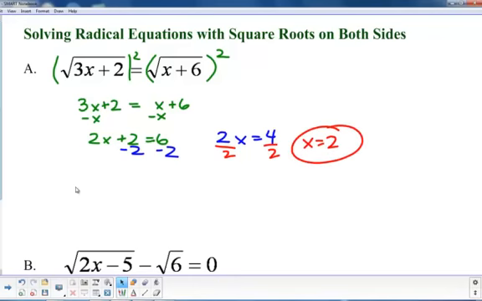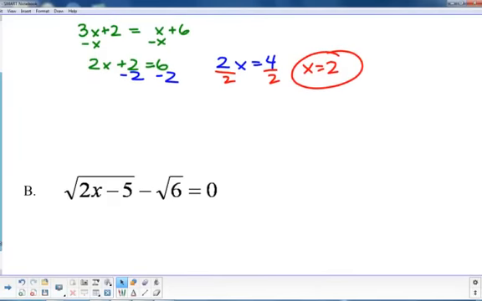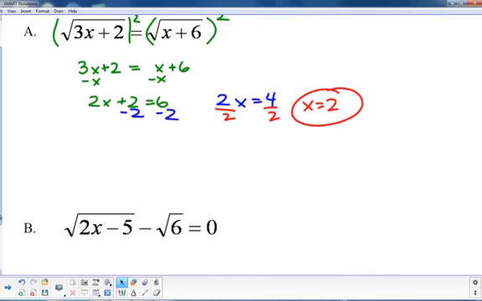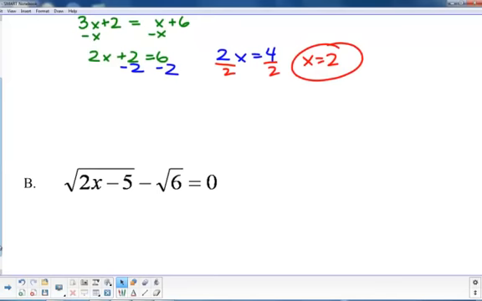And then you could always check your work. Good idea. And it is actually a very good idea, because if you do get the square root of a negative, it won't work.